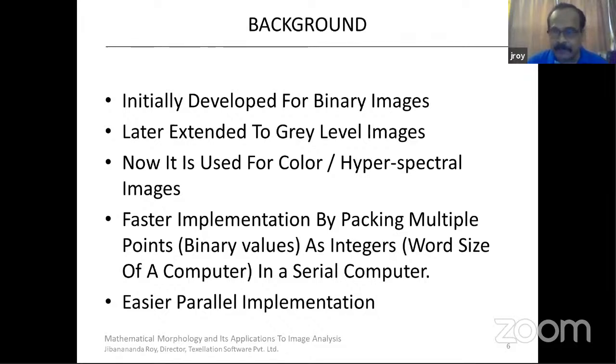Suppose 32 points or pixels you can pack in one word. And as you know, in computers, working with words is faster than using each pixel, because if each pixel is a binary value, the operation time will be the same if you use a word. So by packing multiple points as integers, or the equivalent word size of a computer, in a serial computer, if you run it, it used to be very fast.